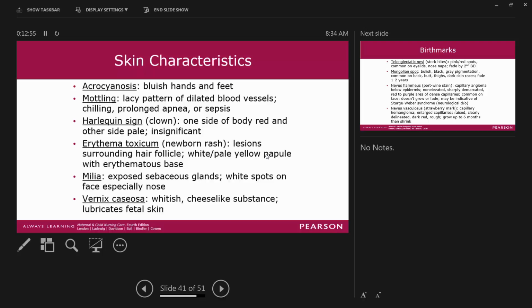And then vernix caseosa is the white cheesy stuff that babies are born with, okay? So the more preterm the babies are, the more vernix you're going to see over their entire body, okay? The more term they are, that vernix gets absorbed in utero, and then they're born and have very little. But even on term babies, you can see it in the creases of their pits or in the creases of their groins or behind their knees, things like that. And it's a really sort of a sticky substance.